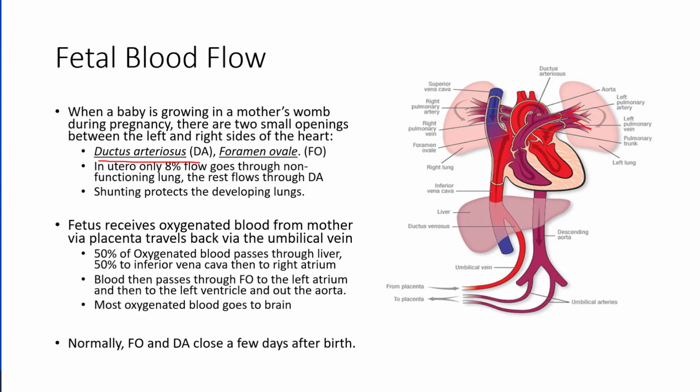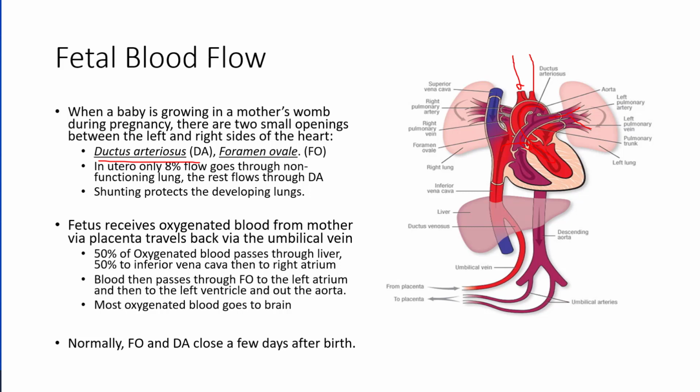So the foramen ovale, think of there being a hole between these two sides. As blood enters through the placenta, we're going to end up passing through the foramen ovale into the left ventricle, pumping out of the left ventricle into the aorta, to go to the brain, and then distally to the periphery.